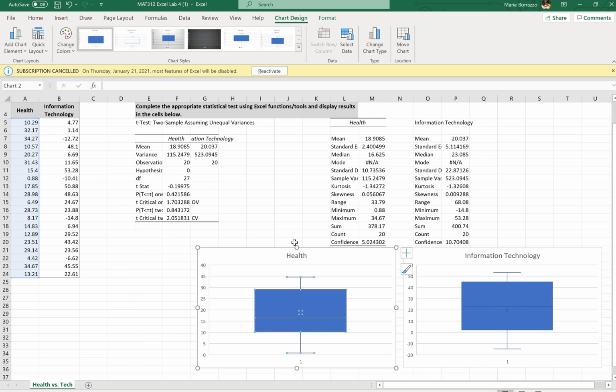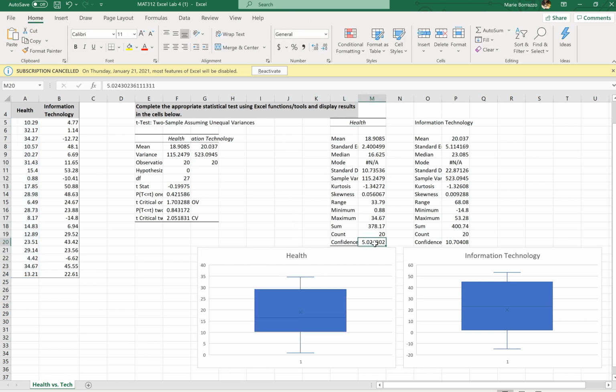I would also, like I said, take a look at the confidence level. Remember, it's the mean plus and minus the margin of error, which you have right here. You do that for both, compare them, and then make a determination. Remember, compare them on the same number line. So when you look at them in terms of the same number line.